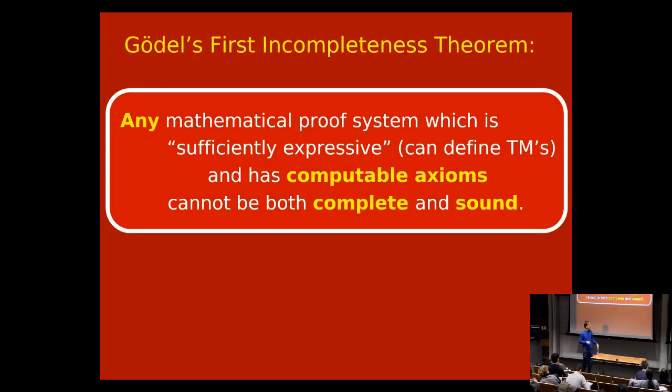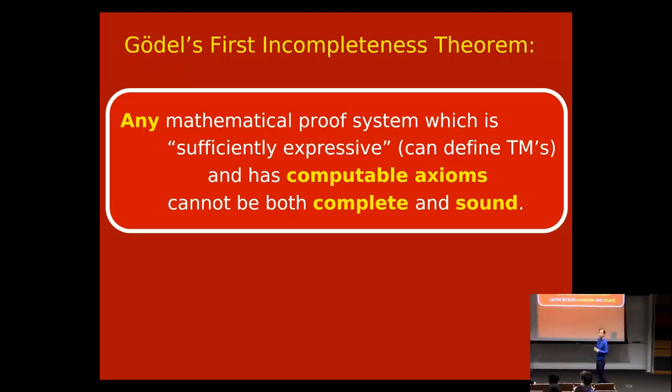So to summarize, Gödel's first incompleteness theorem is that any mathematical proof system, ZFC or whatever, that's somehow sufficiently expressive enough to define Turing machines and has computable axioms cannot be both complete and sound.